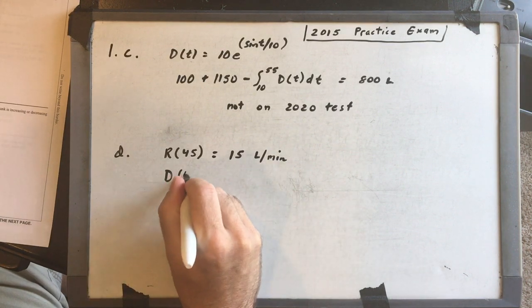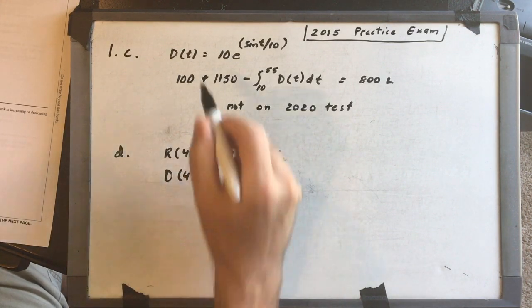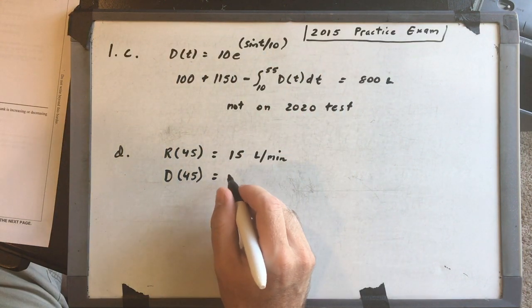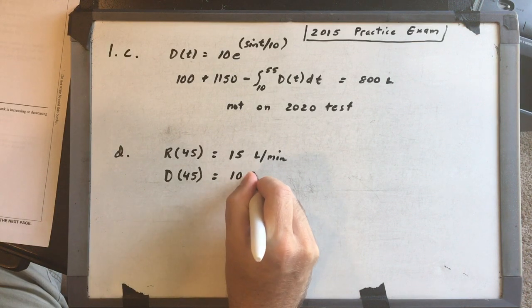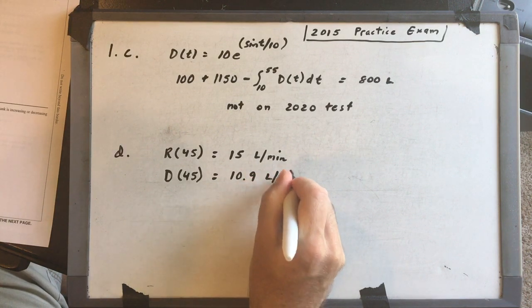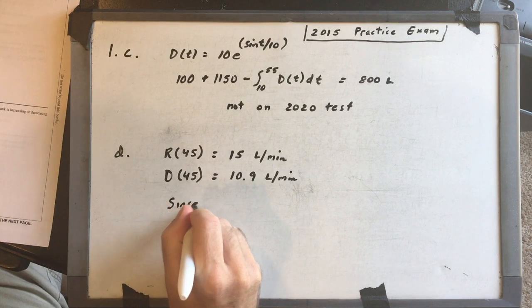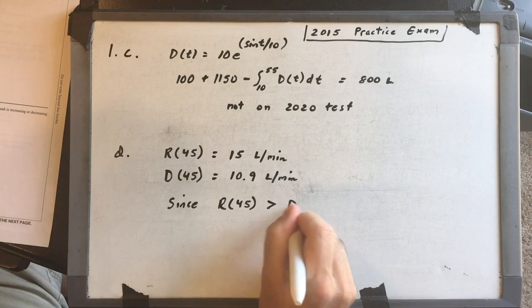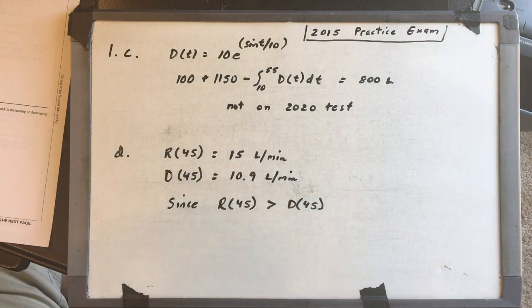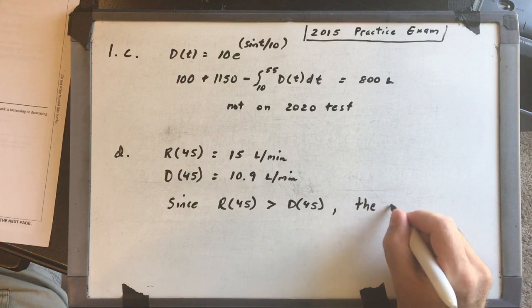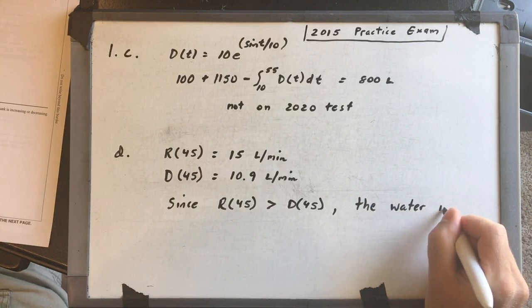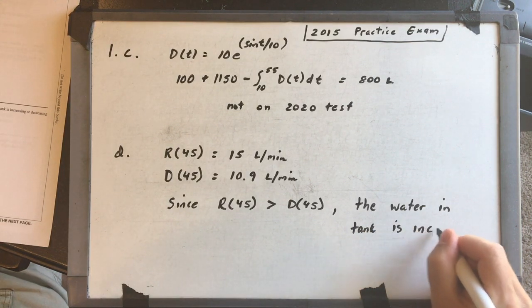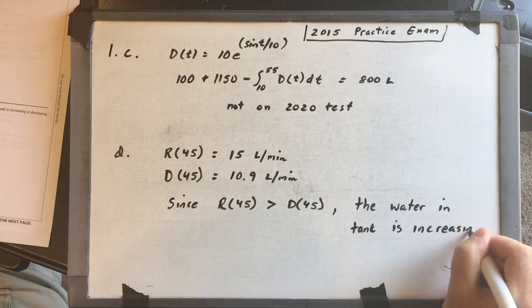D of 45, you would plug in. D of 45, plug it in right here. If you put that in your calculator, it'd be like 10.9. So since R of 45 is greater than D of 45, the water in the tank is increasing. So they're adding it with a pump faster than it's draining out.